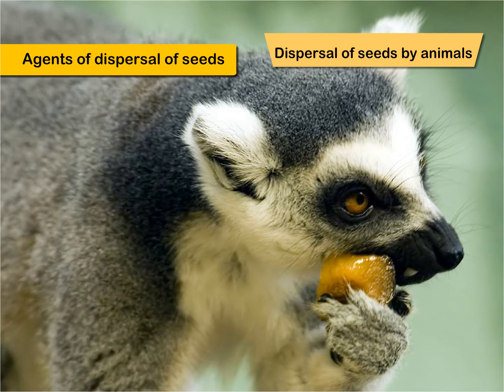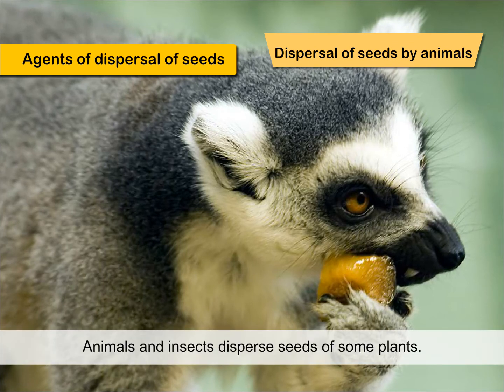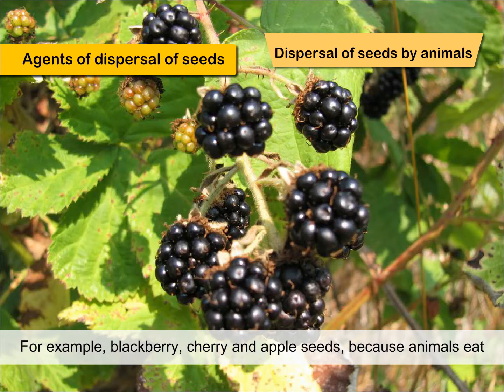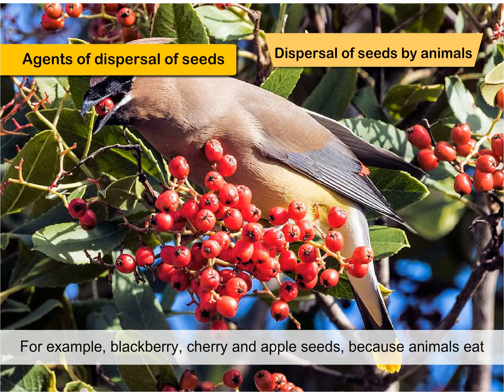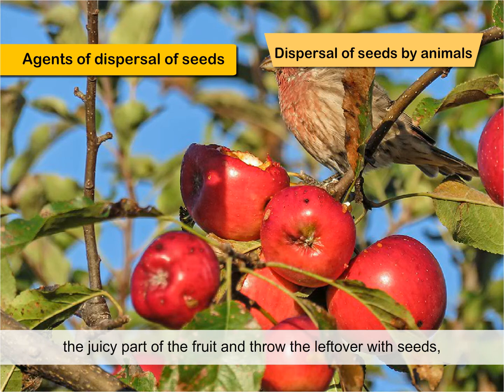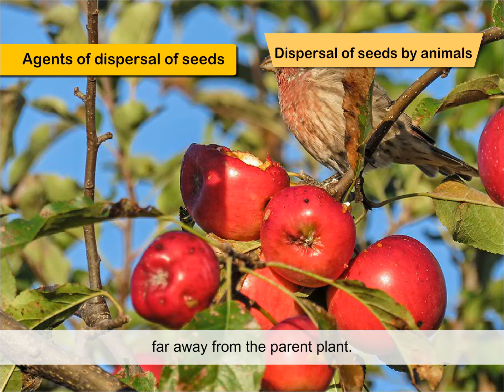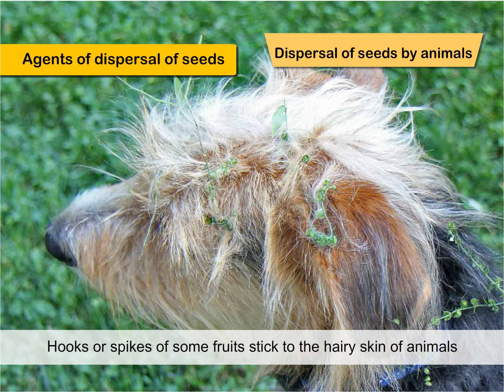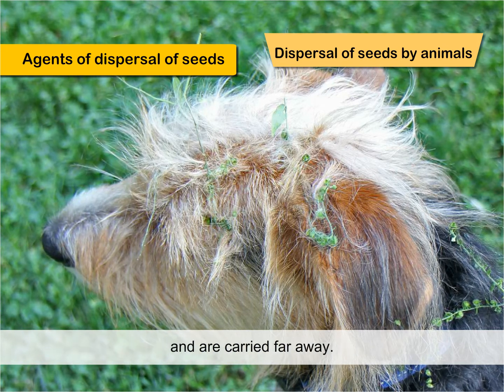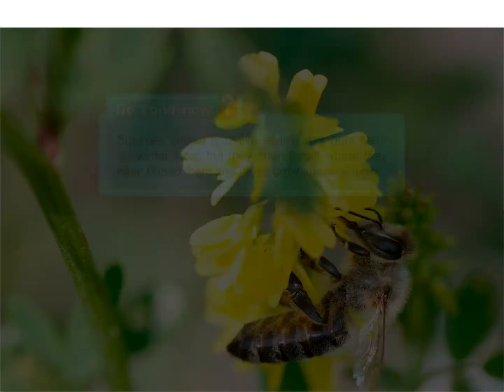Dispersal of seeds by animals. Animals and insects disperse seeds of some plants. For example, blackberry, cherry, and apple seeds, because animals eat the juicy part of the fruit and throw the leftover with seeds far away from the parent plant. Hooks or spikes of some fruits stick to the hairy skin of animals and are carried far away.